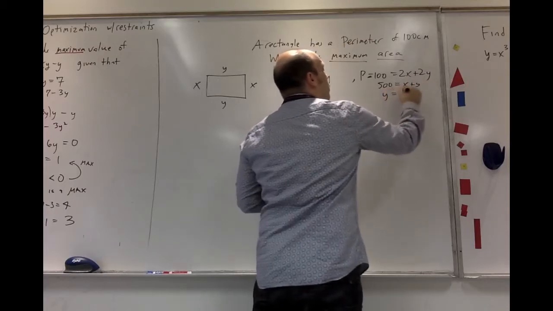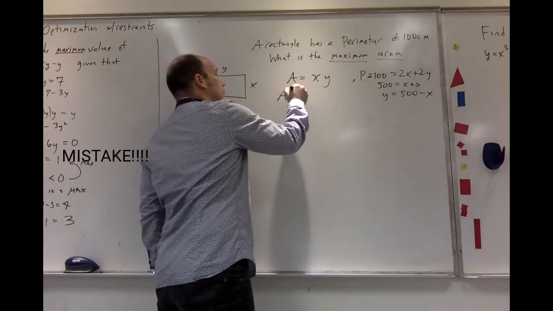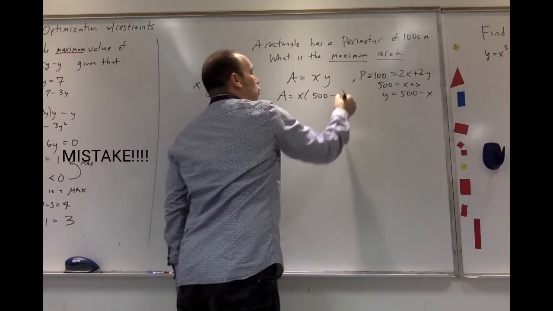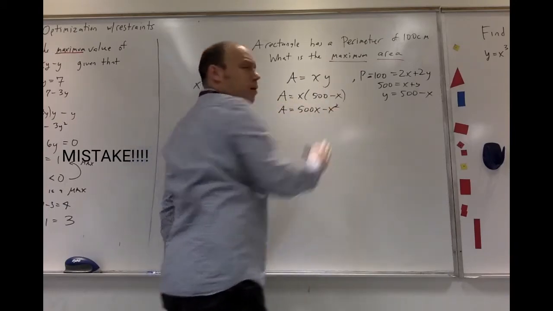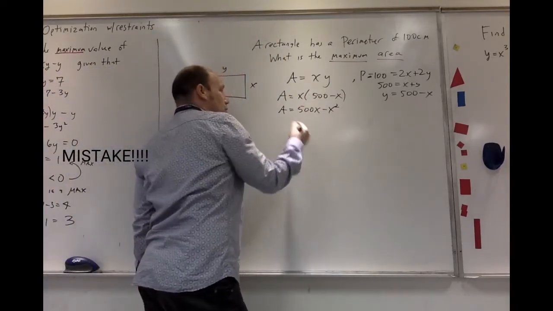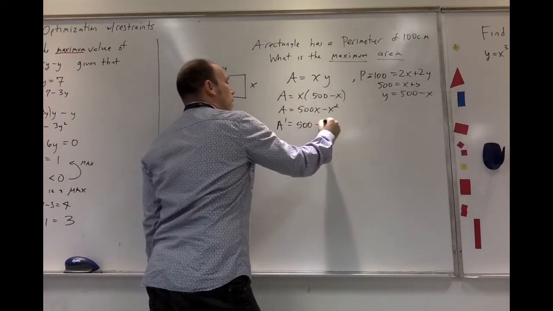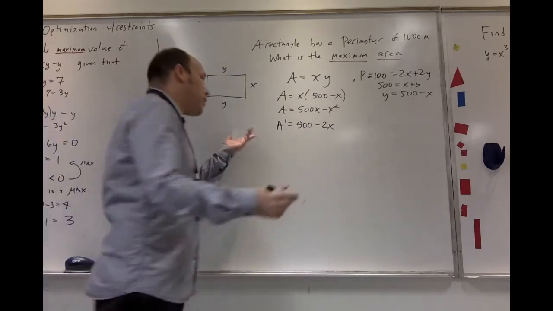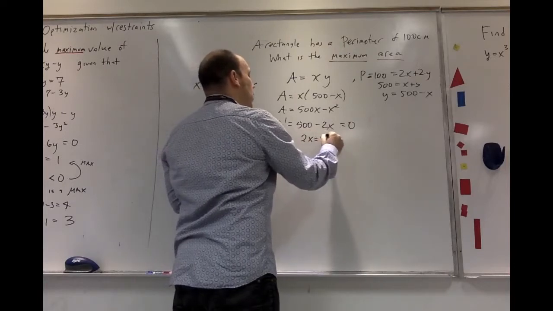Let's set y equals 500 minus x. Stick it in the area formula. So we have x times 500 minus x. The area is 500x minus x squared. And you take the first derivative. First derivative is 500 minus 2x. So once again, you set it equal to 0. And we have 2x equals 500.